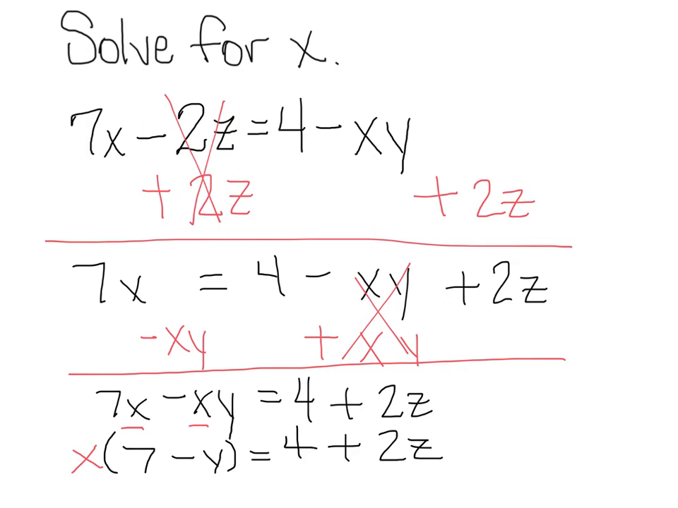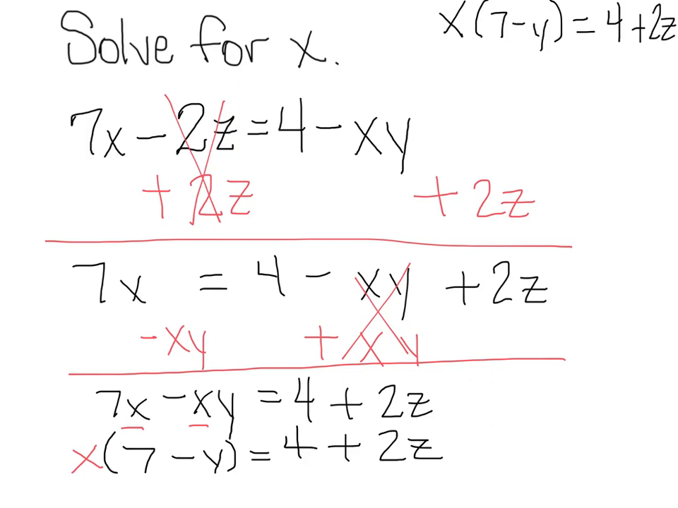Now I want to think about that 7 minus y that's in parentheses. I want to think about that as a coefficient. And x would be multiplied by the 7 minus y. What is the opposite of multiplication? The opposite is division. Now I'm going to have to go up to the top to keep this all on one page. So I've got x times 7 minus y, in parentheses, equals 4 plus 2z.